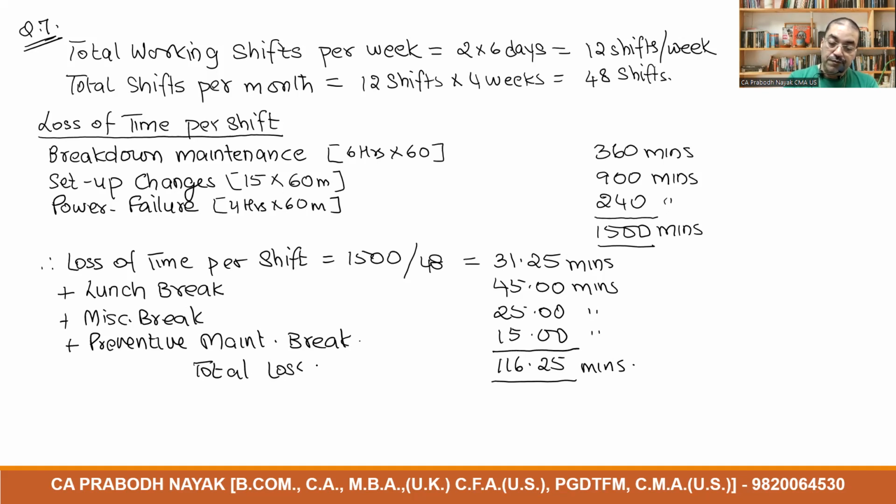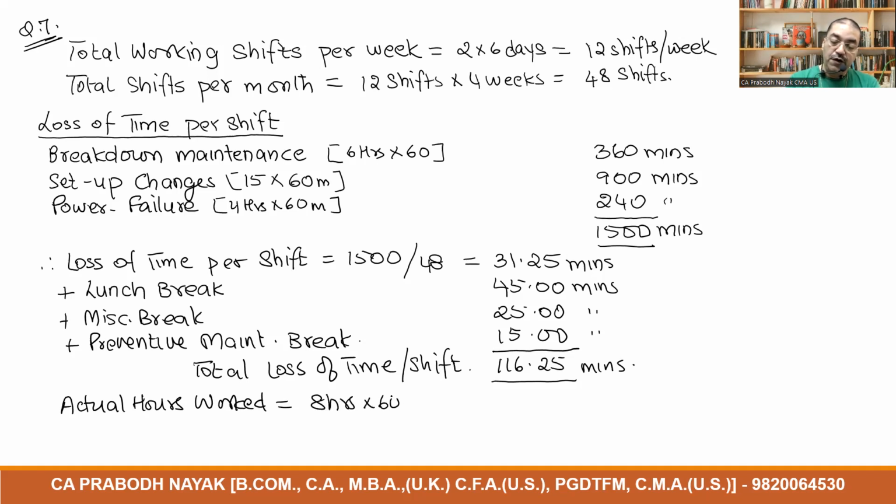Total loss of time per shift. So actual hours worked is equal to available time. Available time is how much? 8 hours into 60 minutes per hour, minus 116.25. That is 240 minutes minus 116.25.